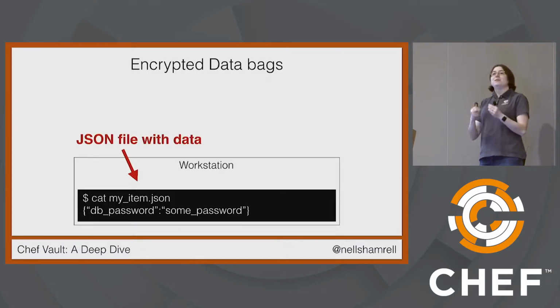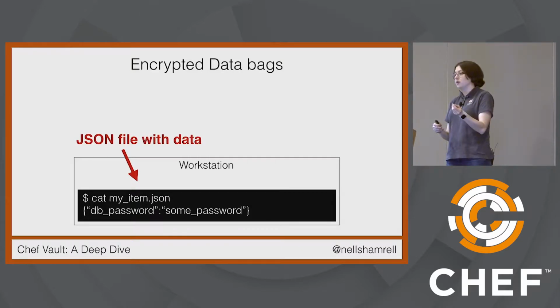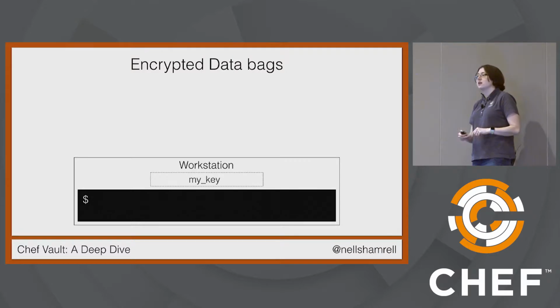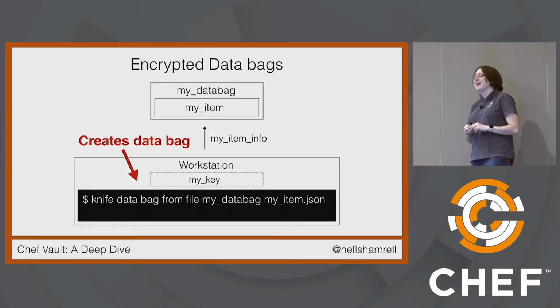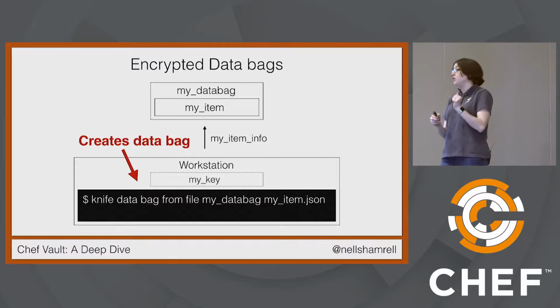Now, to create an encrypted data bag, let's say I've created a JSON file on my workstation that includes the database password. In order to encrypt this, I first need to create a key. In this case, I'm creating an OpenSSL key called my key on my workstation. And once that's on my workstation, I can go ahead and create that data bag from the JSON file using the knife data bag from file command.